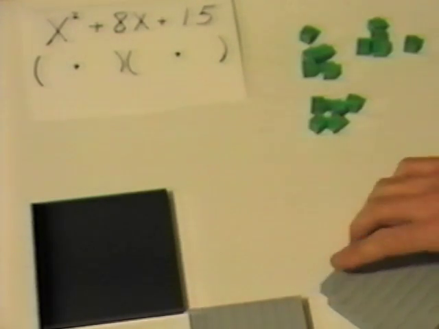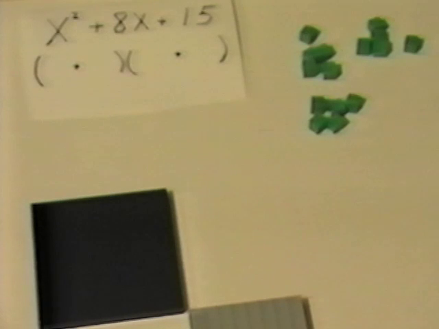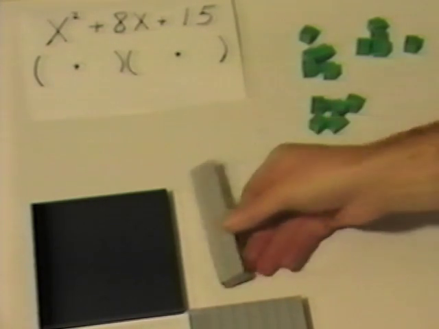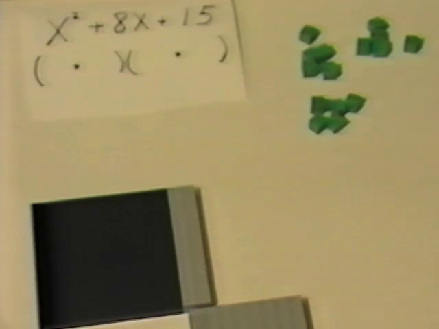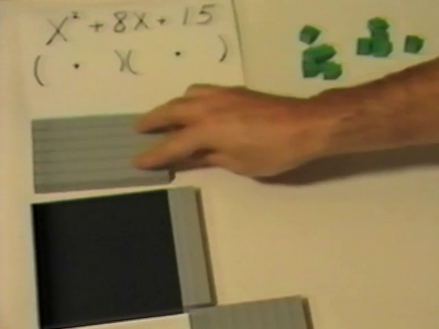Since it doesn't work with 1x on the side, we will try how many x's on the side? That's right. We will try 2x's on the side. 2x's and how many more x's make 8x's? 2 and how much more makes 8? 2 and this much more? 1, 2, 3, 4, 5, 6. 2 and 6 makes 8. We place our 6 at the top.